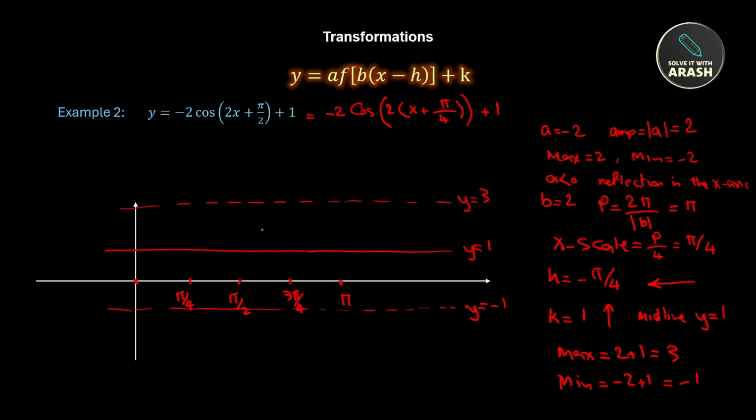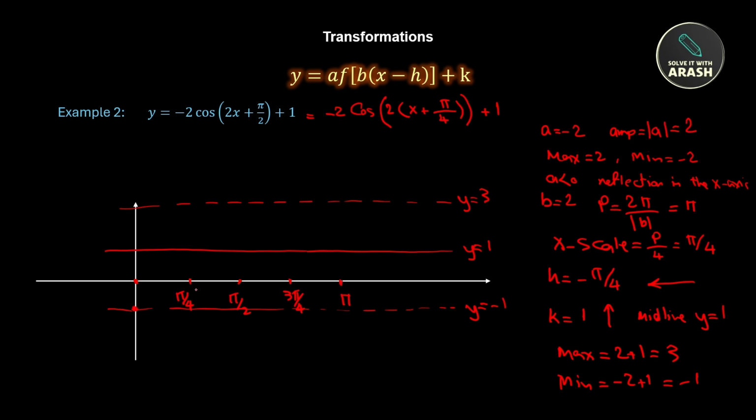Same as before, first we graph the function without any phase shift, then we will shift the entire graph pi over 4 to the left. We know that the graph of cosine of x starts with the maximum value at 1, but now because there's a reflection in the x-axis, it starts from the minimum. So at the first key point, meaning at 0, it starts from the minimum value.